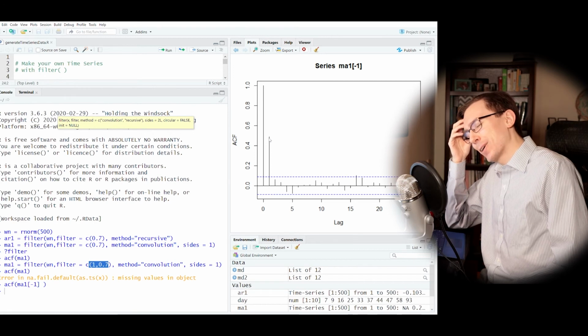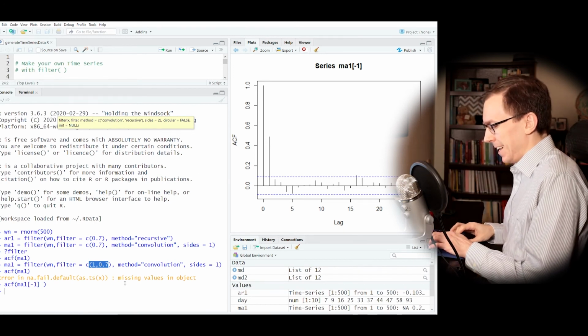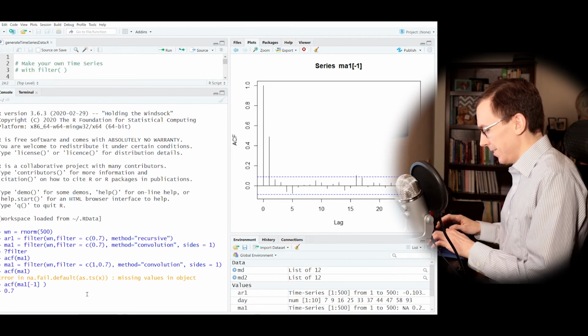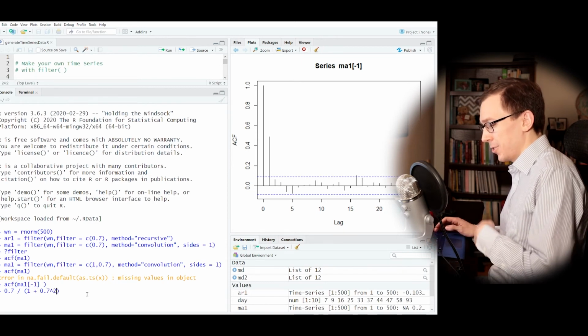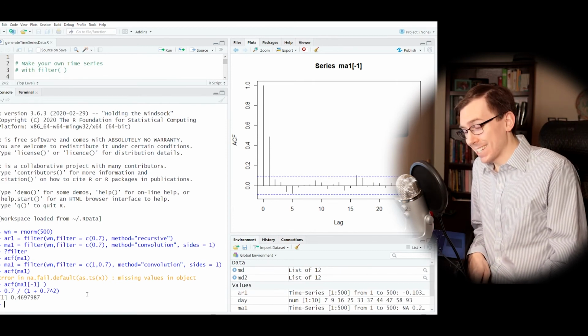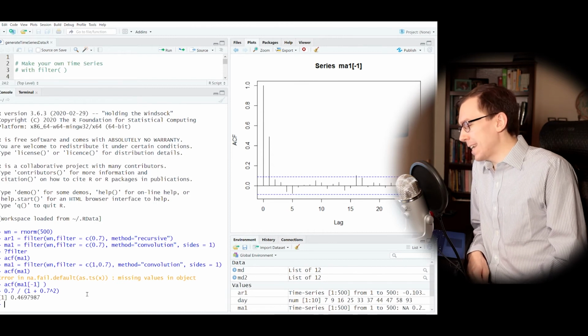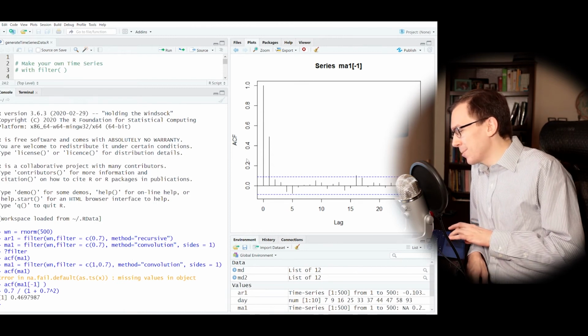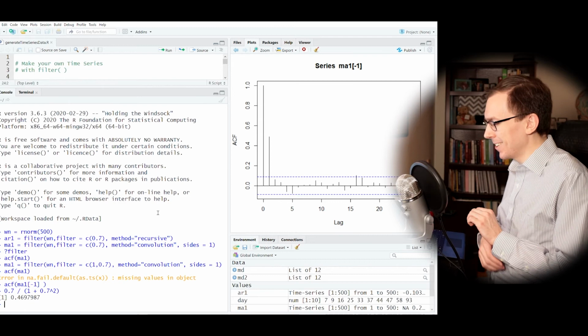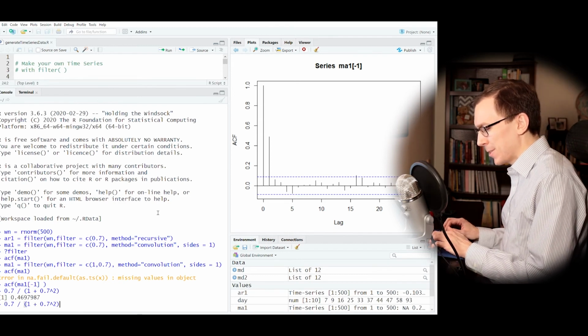Now, if I recall off the top of my head, I think it should be something like theta divided by 1 plus theta squared. And sure enough, that value is 0.469. So basically 0.47. We could compute it exactly from our data, but it looks pretty close to 0.47. So yeah, it looks like our ACF is doing what it's supposed to be doing.